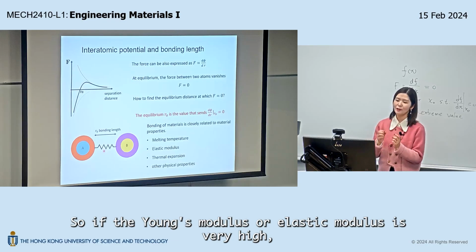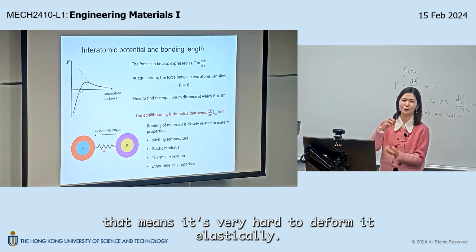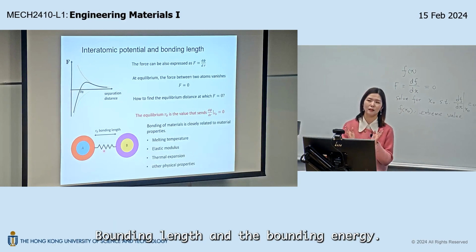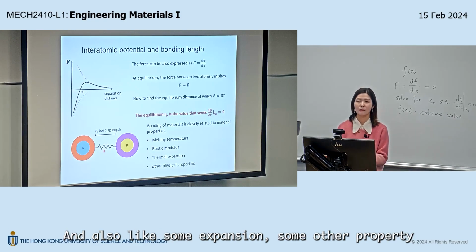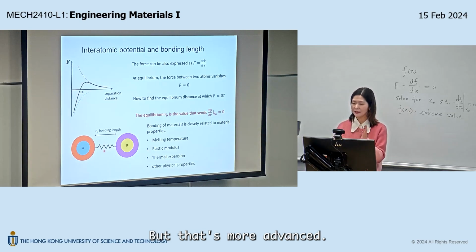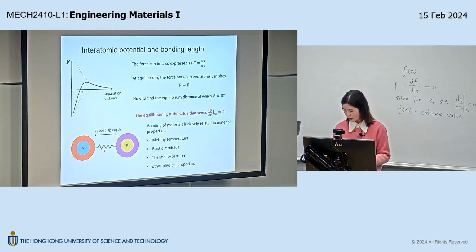So if the Young's modulus or elastic modulus is very high, that means it's very hard to deform it elastically. So that also relates to the bonding property, bonding length and bonding energy. And also thermal expansion and some other properties like electric resistivity. But that's more advanced, right?